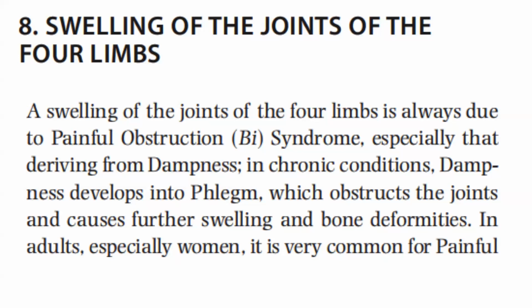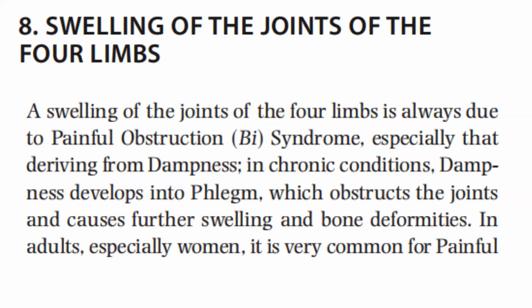A swelling of the joints of the forelimbs is always due to painful obstruction or Bi syndrome, especially that deriving from dampness. In chronic conditions, dampness develops into phlegm, which obstructs the joints and causes further swelling and bone deformities.